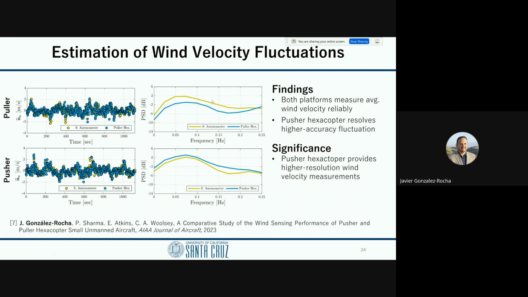And so one of the interesting findings is that the configuration actually does matter. So if we are interested in measuring wind velocity fluctuations, pusher hexacopter might render us better wind estimates.